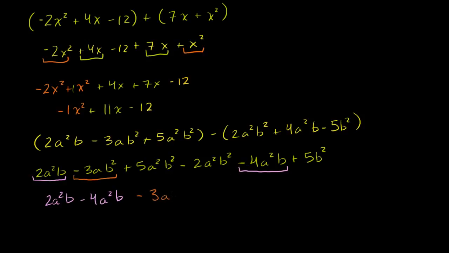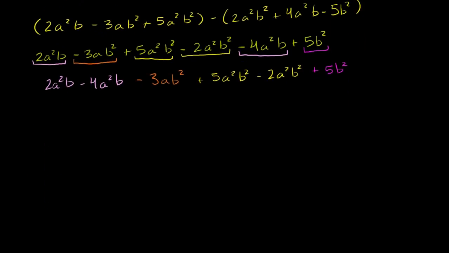Minus 3ab squared. And then, let's see, I have an a squared b squared term here. Do I have any other ones? Well, yeah, sure. The next term is an a squared b squared term, so let me just write that. Plus 5a squared b squared minus 2a squared b squared. Right? I just wrote those two. And then finally, I have that last b squared term there, plus 5b squared. Now I can add them.